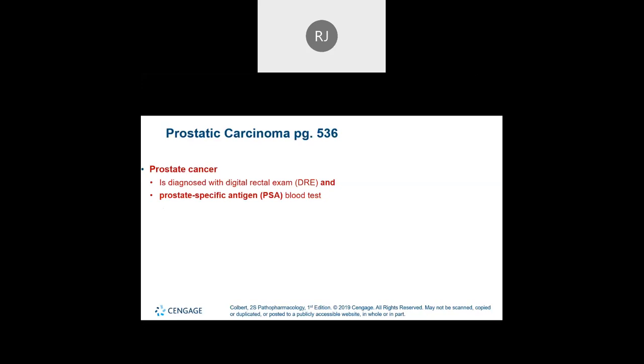On page 536, we have prostate cancer. This is one of your most common cancers, which affects the prostate gland in males. The prostate gland produces seminal fluid that transports sperm. This type of cancer can be diagnosed with a digital rectal exam and a prostate-specific antigen blood test.